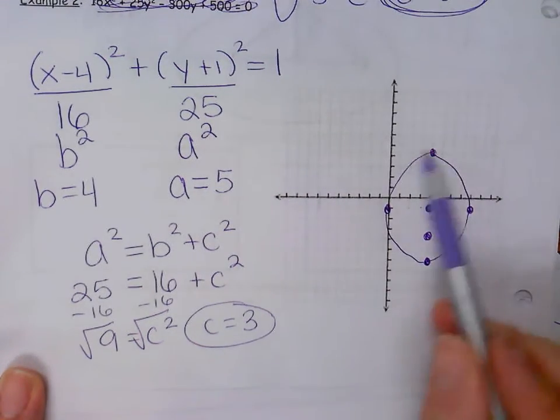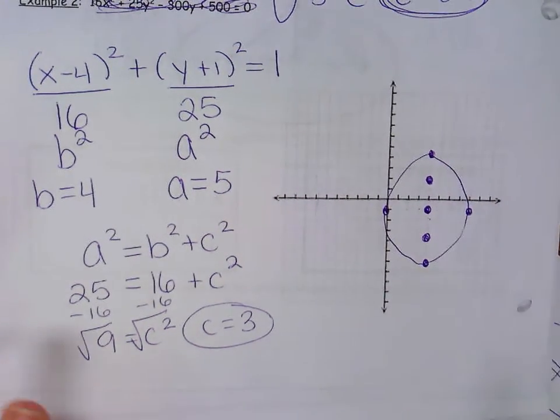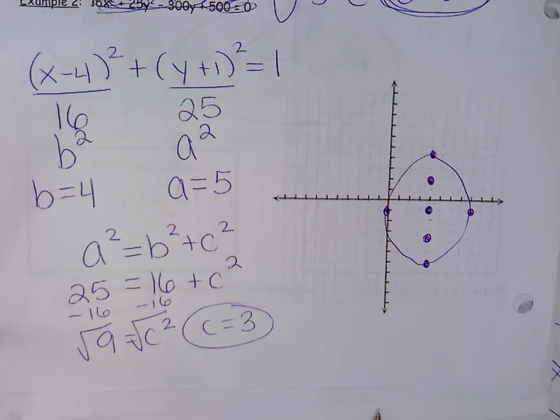So you've got your 4 vertices, your center, and your 2 foci for your ellipse. So maybe tomorrow we'll be able to work through some more of these examples with the ellipse.